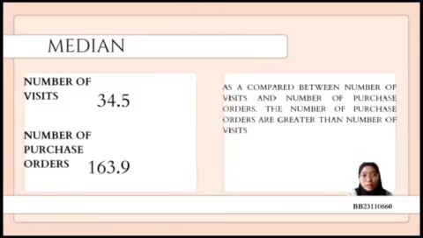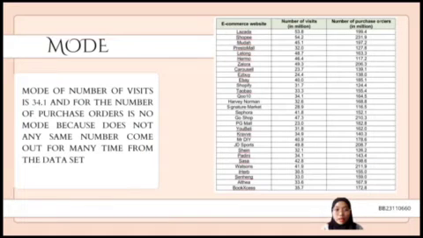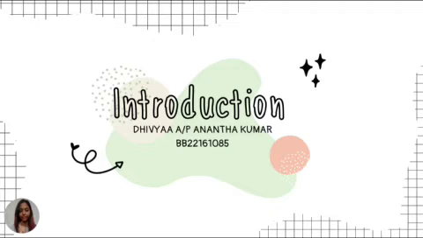Next is the median. The median number of visits is 34.5 and the median for purchase orders is 163.9. Comparing the number of visits and the number of purchase orders, the number of purchase orders is greater than the number of visits. Next, the mode of number of visits is 34.1, and for the number of purchase orders there is no mode, because no number comes out many times in the data.